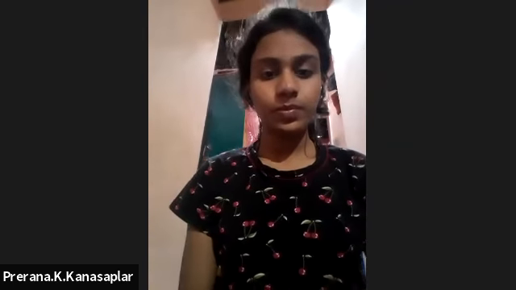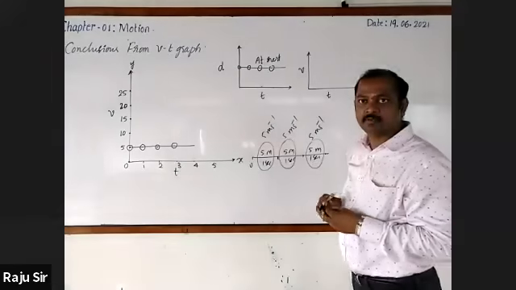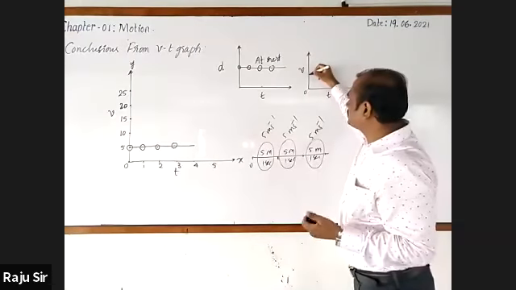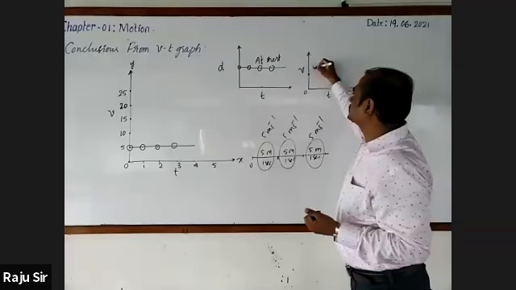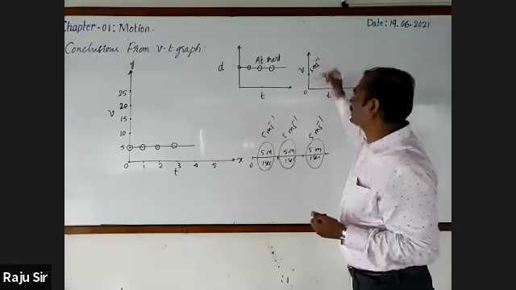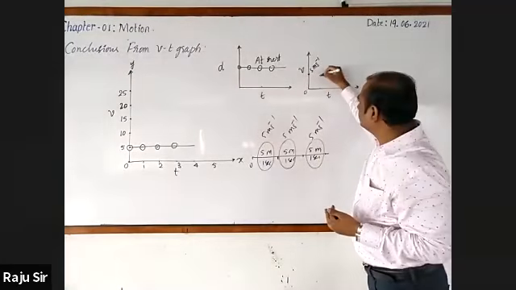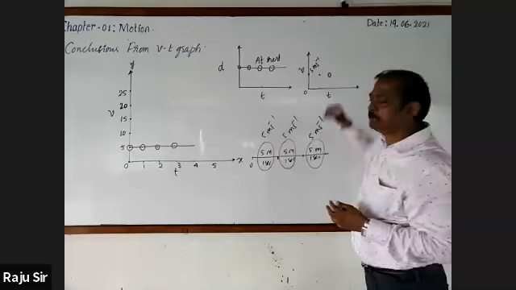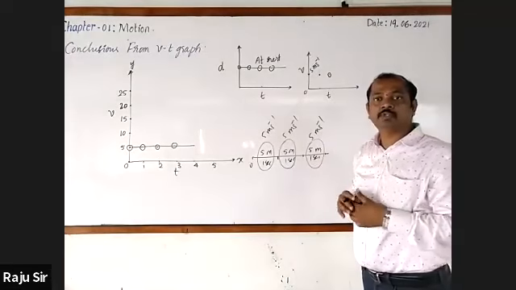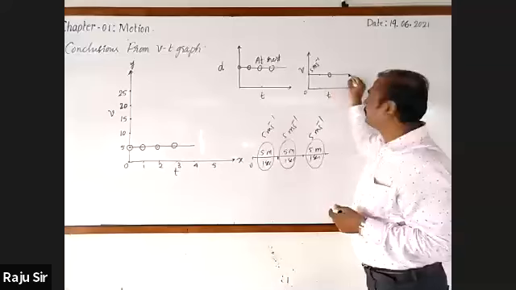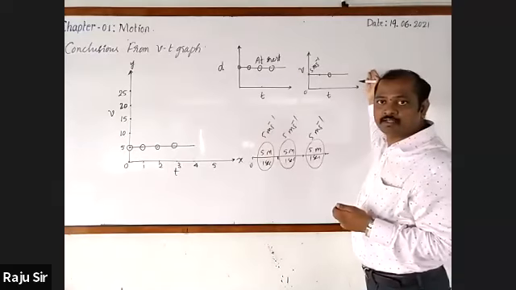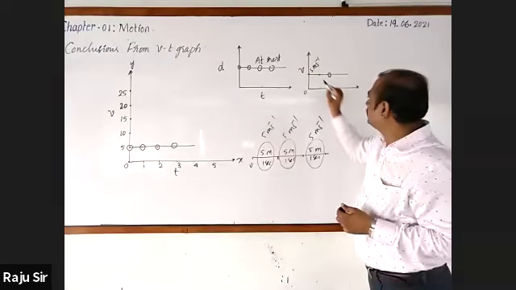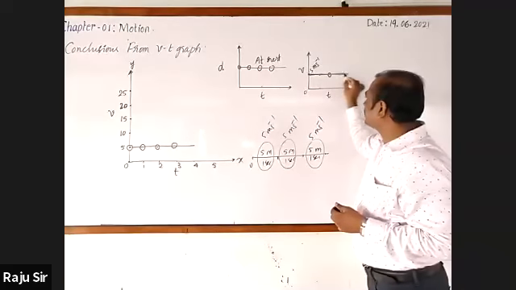right? Now coming to this VT graph, this is speed, this is time. After some time, a body, its speed is, assume, 5 meters per second. In the next second, it is moving with the same speed. In the third second, it is moving with the same speed. Fourth second, it is moving with the same speed, which means that the body is moving with a constant speed. Then now you tell, what does this straight line indicate?